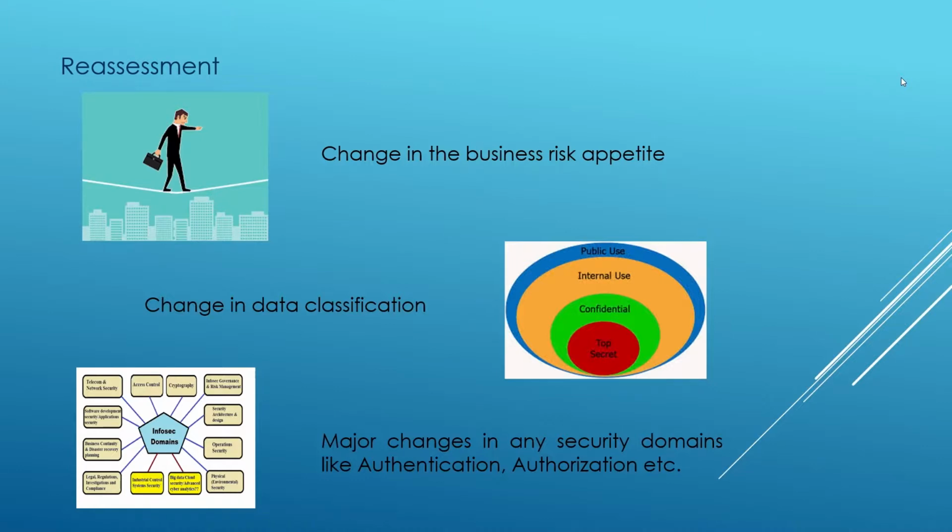The next thing is change in data classification. Over time, we might be adding a new set of elements. We might be getting rid of some elements. We might be coming into scope for some compliances. All of these may lead to reassessment of our security architecture, because the change in data classification will result in changes in the controls. The last thing is, if there are any major changes in authentication and authorization, you may want to reassess your architecture.